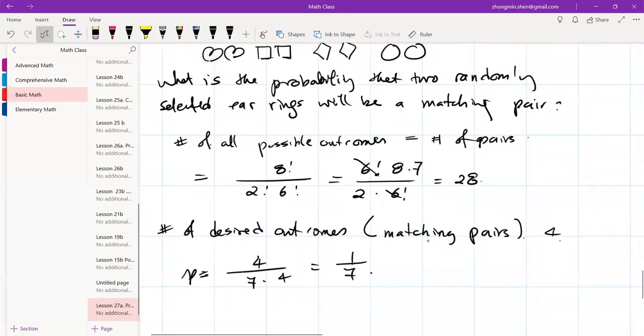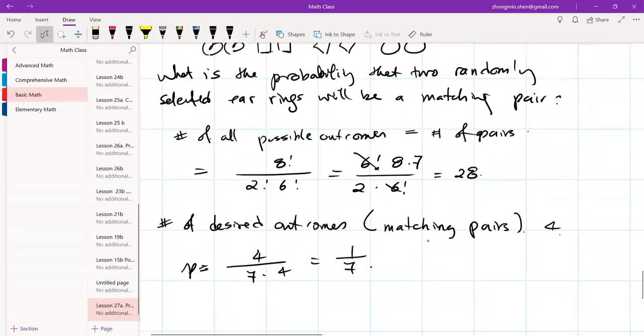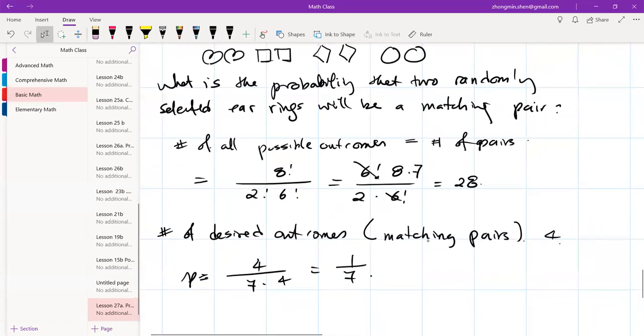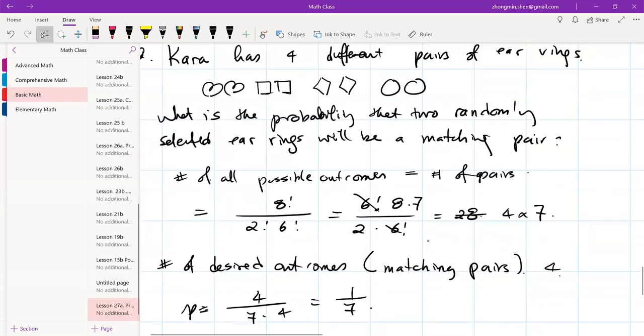Do they understand this problem now? Why is it 7? Because this is 4 times 7 in the denominator, 4/28. So Kara has 4 different pairs of earrings.